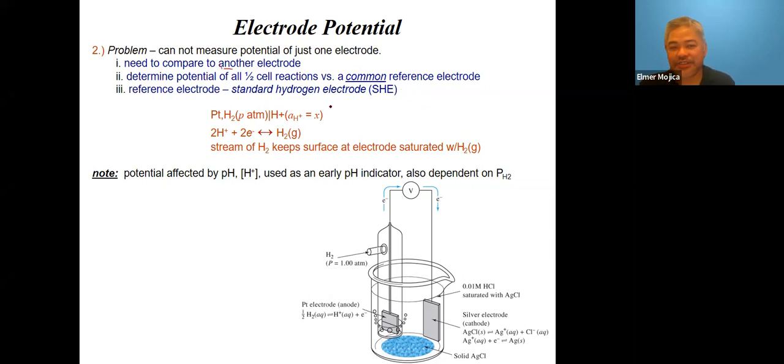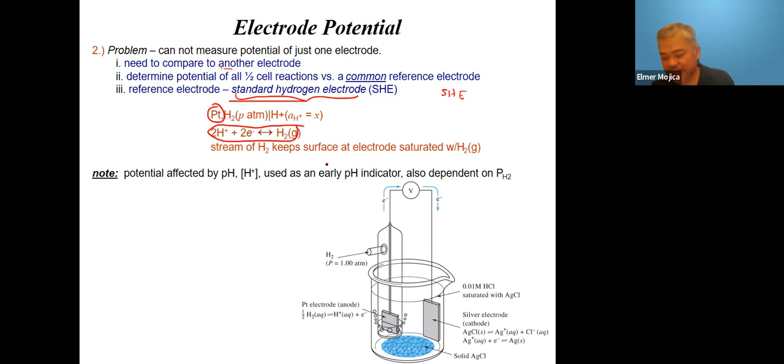Okay. So the way that they do it, they determine the potential of all half reactions versus a common reference electrode. And that reference electrode is your SHE. And if we're going to look at this SHE, that's the standard hydrogen electrode. Since wala siyang, hindi siya pwedeng maging solid, you use a platinum electrode. And the condition would be 1 atmosphere and an activity, okay, of 1 if you're going to look at the standard hydrogen electrode. At ito yung reaction niya.